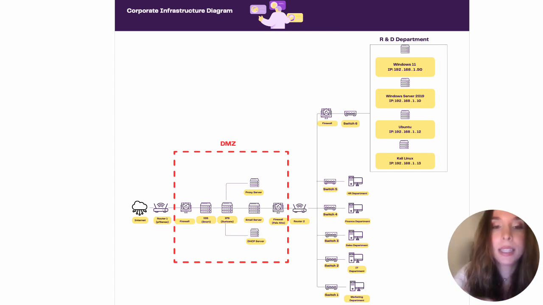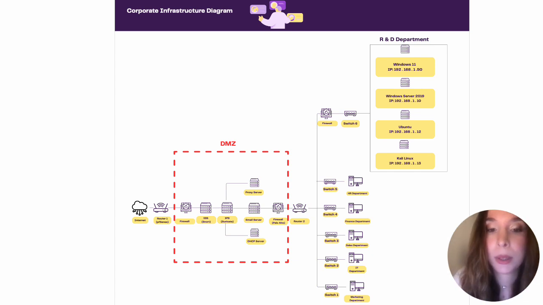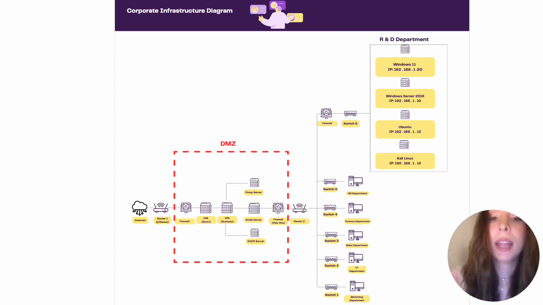So then it stems off from here. I have two different servers, and then it just runs through. As you can tell, it stems off to the proxy server, and then down from it is the DHCP server, and then going straight through is the email server. That email server is followed by a firewall, and that's where the DMZ zone ends.